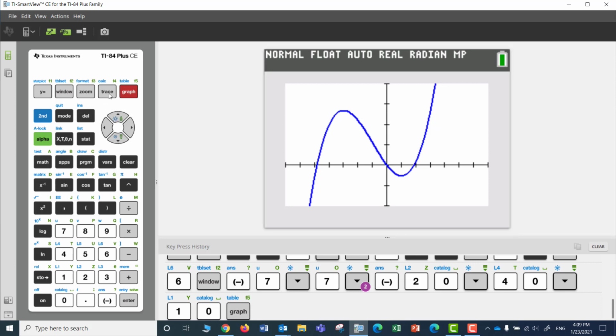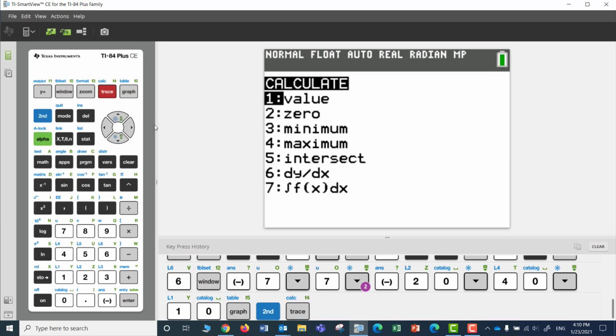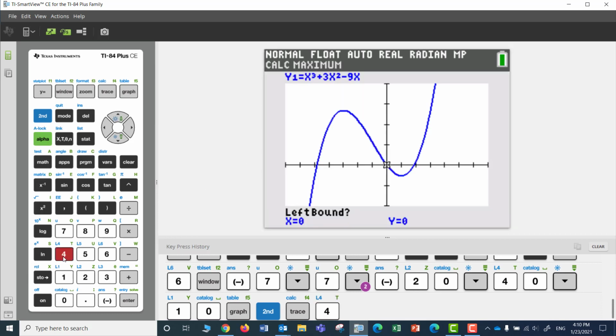you don't use the trace feature to manually trace. Instead, you use second trace. For the peak, I'm going to use maximum, number 4. You need to do the two turning points separately, so first I do the maximum.